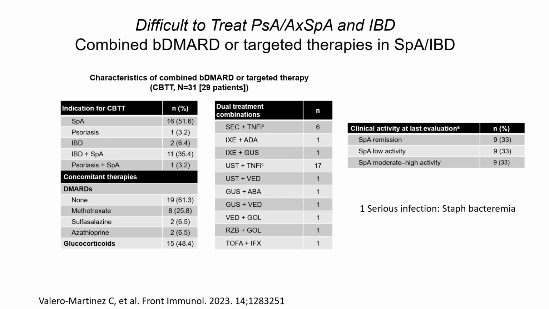Many of them had inflammatory bowel disease and either psoriatic arthritis or axial spondyloarthritis. And they were all in a state of either moderate or high disease activity. And then they went on this combination, and lo and behold, about 2/3 of them got into either remission or low disease activity for their spondyloarthritis manifestations. And there are various combinations that were used, like putting a TNF inhibitor together with an interleukin-23 inhibitor, or putting a TNF inhibitor together with an IL-17 inhibitor.